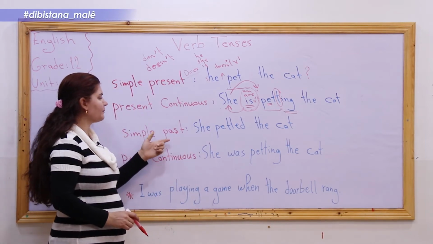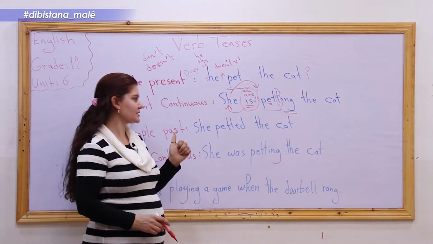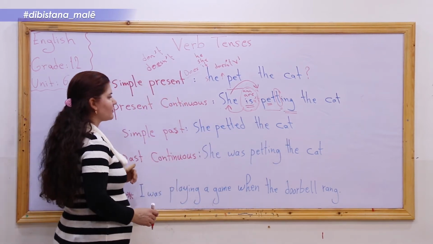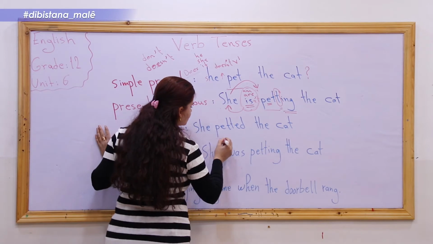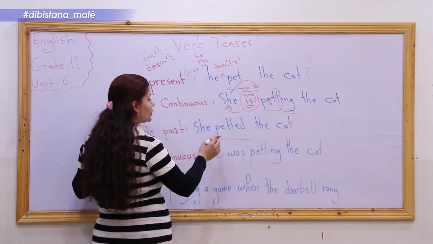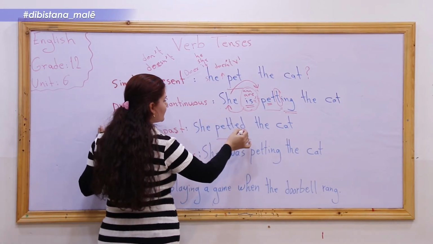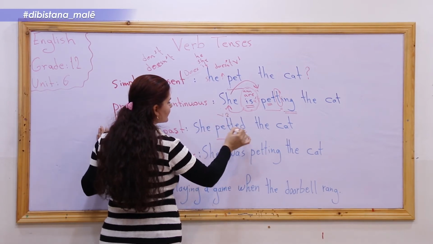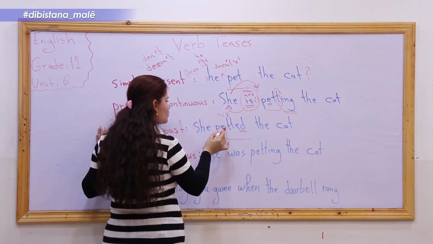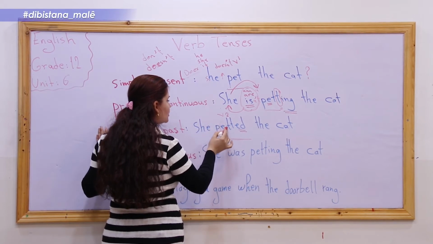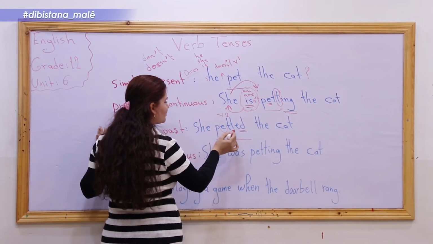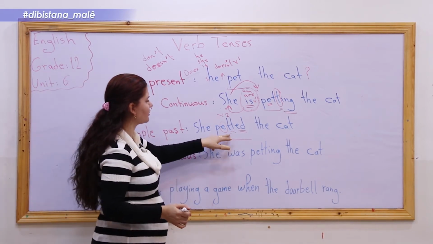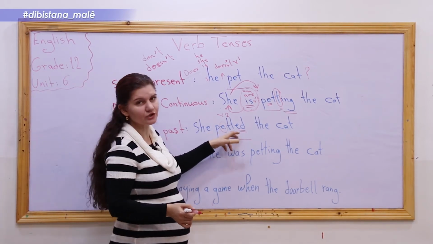Let's move to the simple past. Simple past. She painted the cat. Here, as I told you, because we have a regular verb, we add ed to the verb. But as I told you, because we have here a short vowel between 2 consonants, we double the last consonant in our verb, which is T. T becomes double T here.